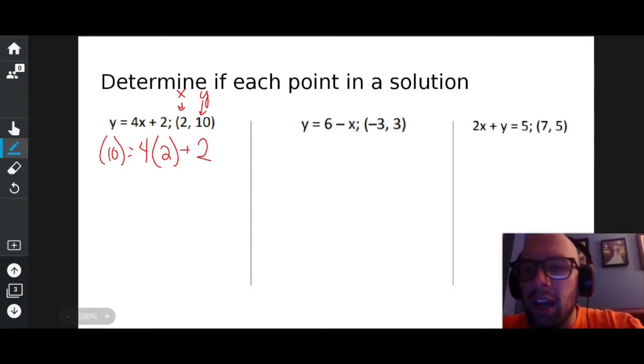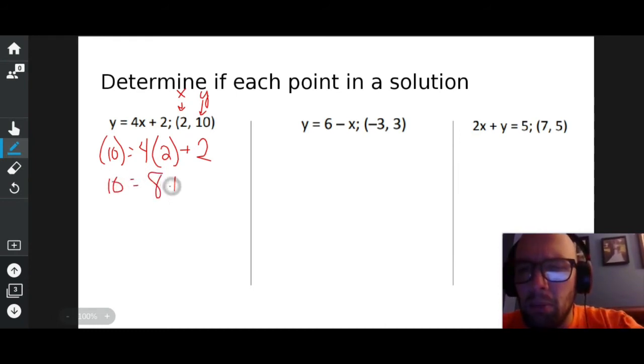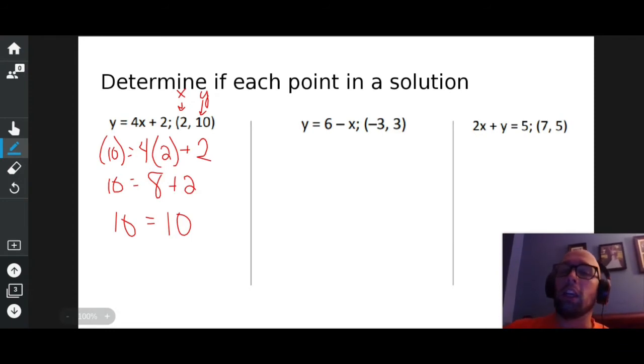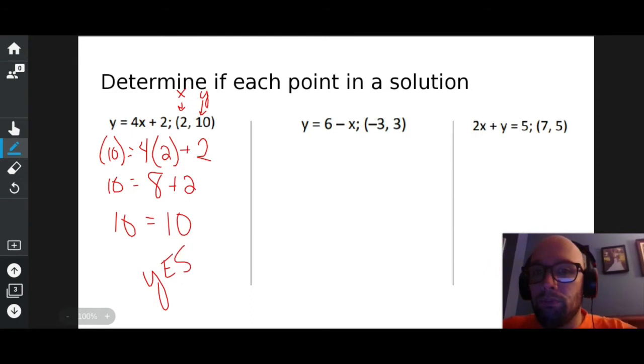Well, on the left side, I have 10. The right side, I have 4 times 2, which is 8. 8 plus 2 is 10. Oh, I get it. It looks like what I'm supposed to do is plug in my point into the x and the y value and see if the left side matches up with the right side. And if it does, it's a yes. I guess I wonder what would happen if it doesn't. I don't know.